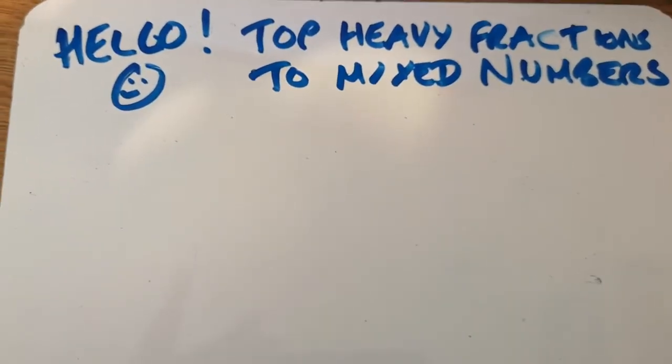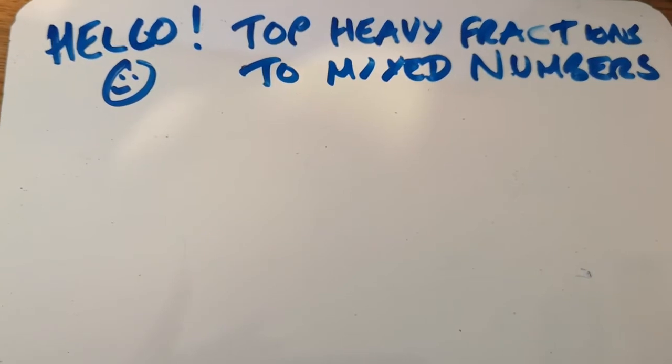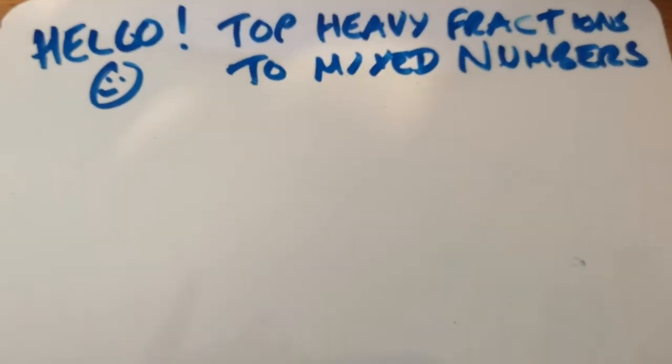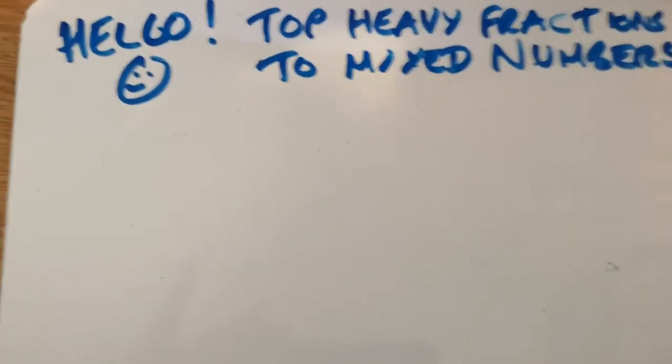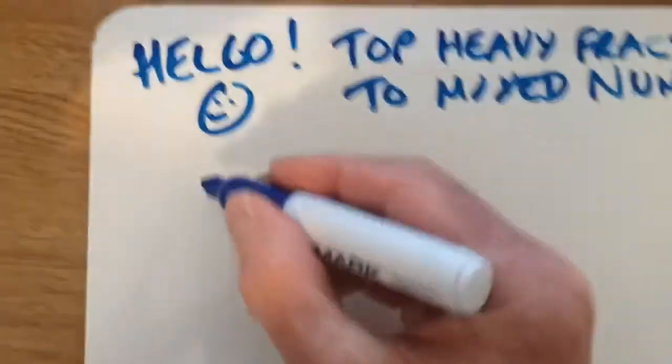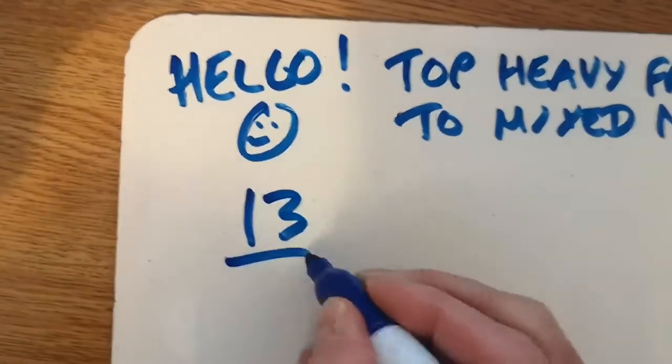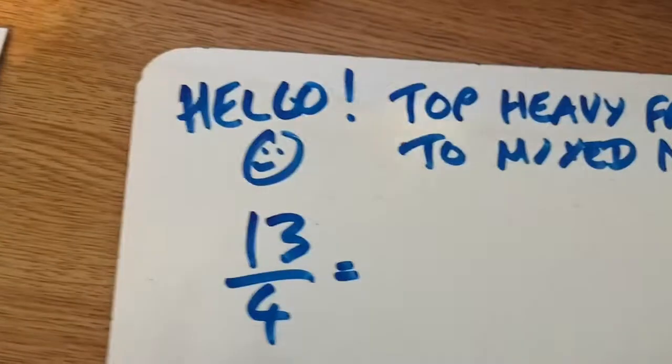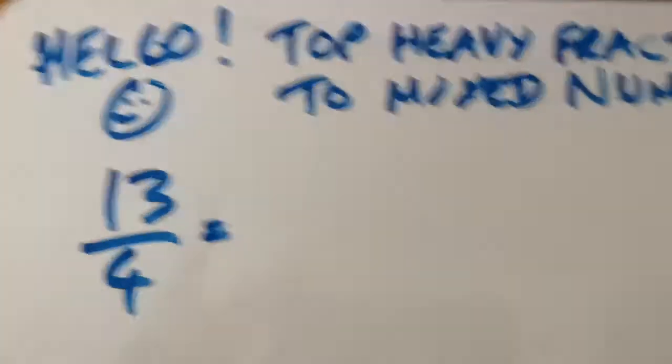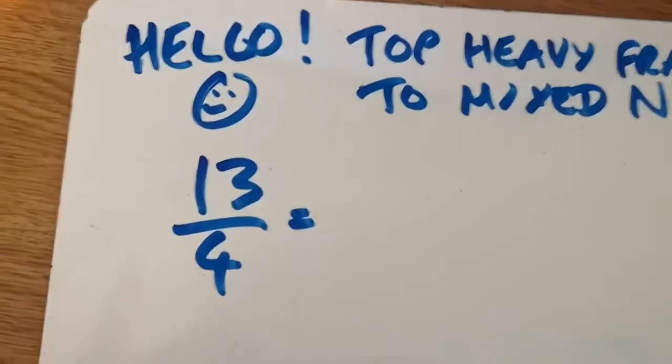This time, something you need to be able to do if you're going to be dealing with fractions, adding, subtracting, multiplying, dividing. Being able to change a top-heavy fraction to a mixed number is something you need to be able to do. Let me do a few examples and show you what I mean. If I've got 13 over 4 to start with, and I want to make that into a mixed number, in other words a big number with a fraction beside it, yeah?